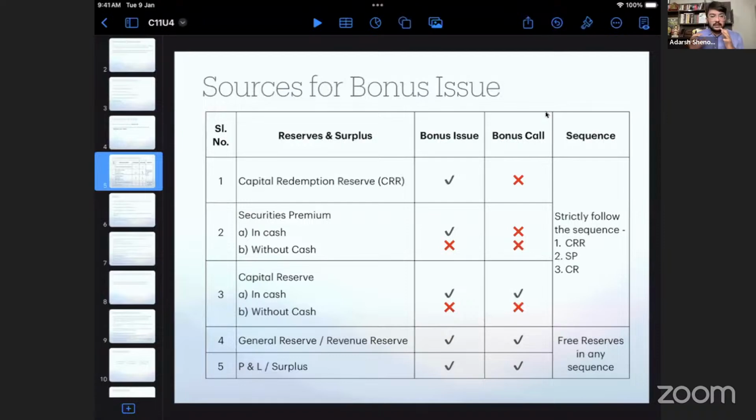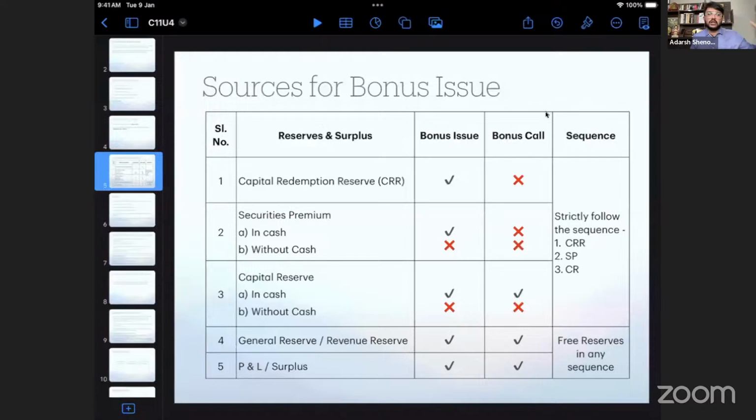And capital reserve also, if it is in cash, we will consider it for bonus issue of shares. General reserve, revenue reserves, P&L surplus accounts, all these are free reserves. There is no problem with using these reserves for issue of bonus shares. Absolutely.